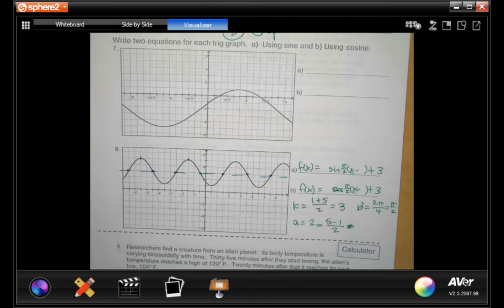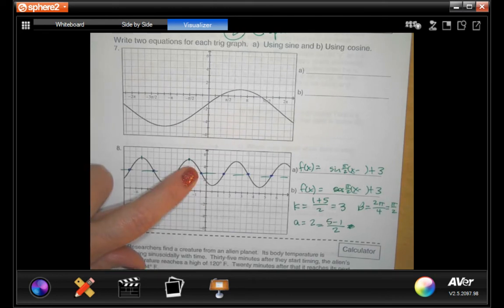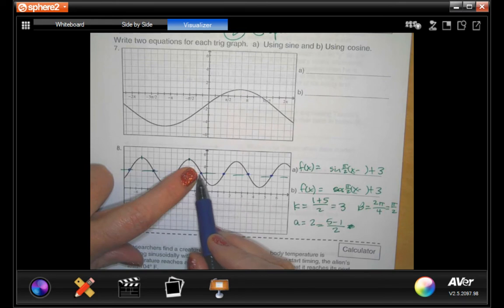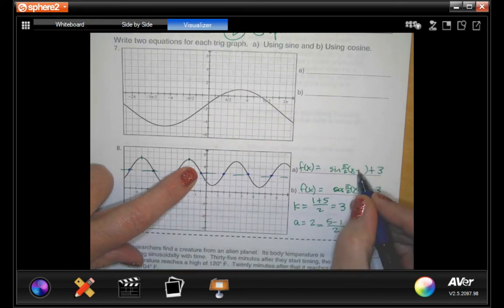So where do we want to start? Where you want it to start. I like to always start at the point closest to the y-axis. So this point is closer than this point. But again, it doesn't matter. So I went left 1/2. So in my parentheses, I put plus 1/2.